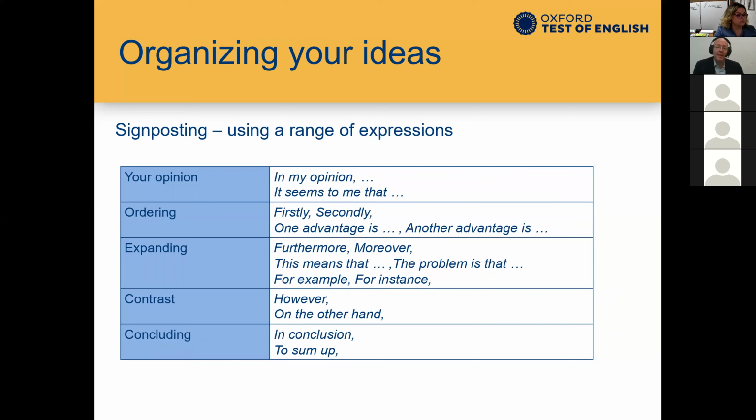To talk about your opinion, for example, in my opinion, it seems to me that, well, this is better than I think, I think, I think. Everybody can say, I think, and it's correct, but it's not B2, is it? We want, in my opinion, it seems to me that, or even, as far as I'm concerned. Okay. Now, for ordering, we've got expressions like firstly, secondly, next.